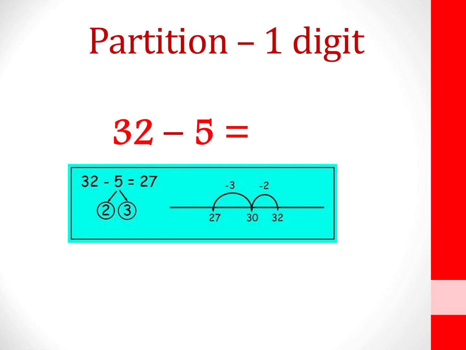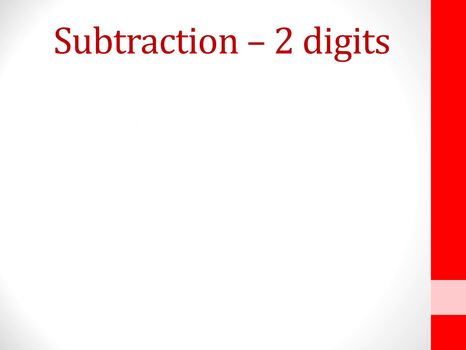So for 32 take away 5, if you partition your number 5 into a 2 and a 3, and you take away your 2 from 32, you get to a friendly number, 30, and then 30 take away 3 would take you to 27, and we've also shown the example on a number line as well. Let's now look at a more difficult example, subtracting two two-digit numbers. Let's subtract 32 from 86.